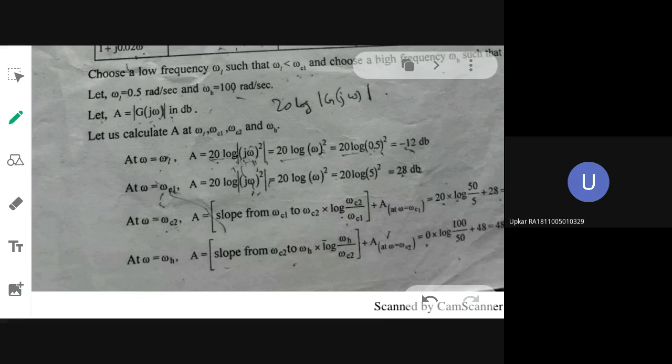Suppose you are having omega C2 value, it is 50 radians per second. What is the formula? Slope change from the previous frequency omega C1 to the present frequency omega C2 into log of omega C2 divided by omega C1 plus the previous gain. So if you do that, the answer that is shown here will be what value? 48 dB.